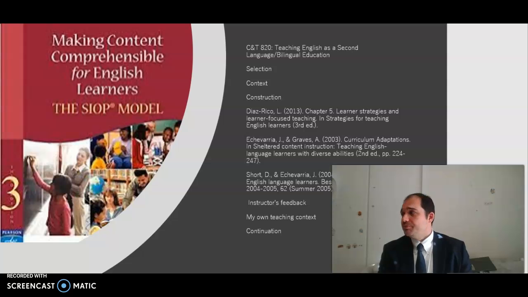Moving forward, I'm going to continue to use this model from now on. I've actually bought this book that you see, Making Content Comprehensible for English Learners. I bought it through Amazon, and they delivered it to Japan. Going forward, I'm going to study the SIOP model more and apply it to my EFL language classroom. Like I said earlier, I know it's designed for the mainstream classroom, but I'm going to use it in my own teaching context.